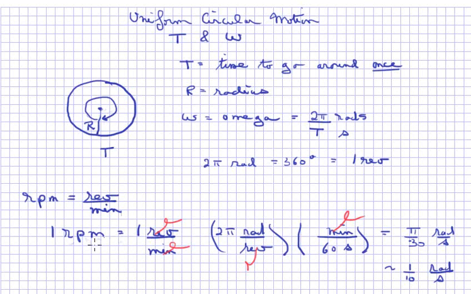And so if you wanted to convert RPMs to rads per second, you could simply write out 1 rev per minute, and then multiply by a 2 pi rads per rev conversion factor, which converts revs to rads, and then multiply by minutes divided by seconds, which will convert minutes in the denominator to seconds. And so that is going to be 2 pi over 60, which is pi over 30 rads per second, and that's roughly equal to a tenth of a rad per second.